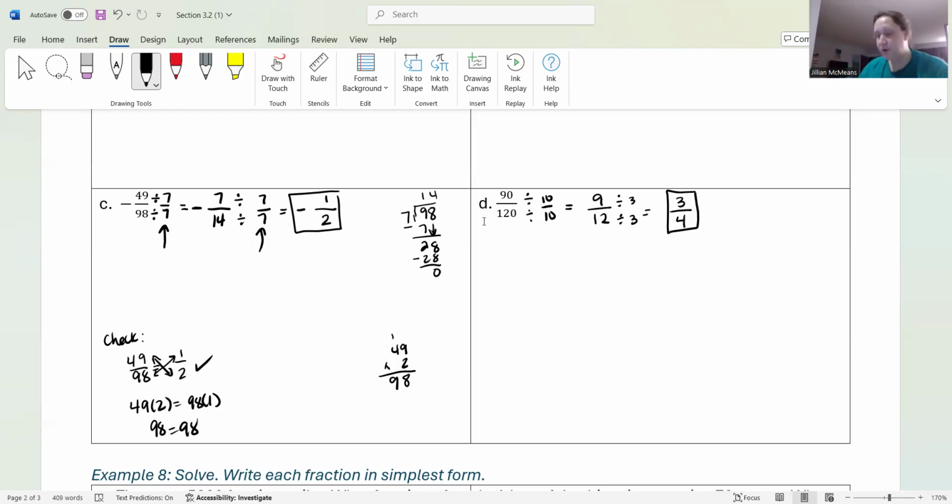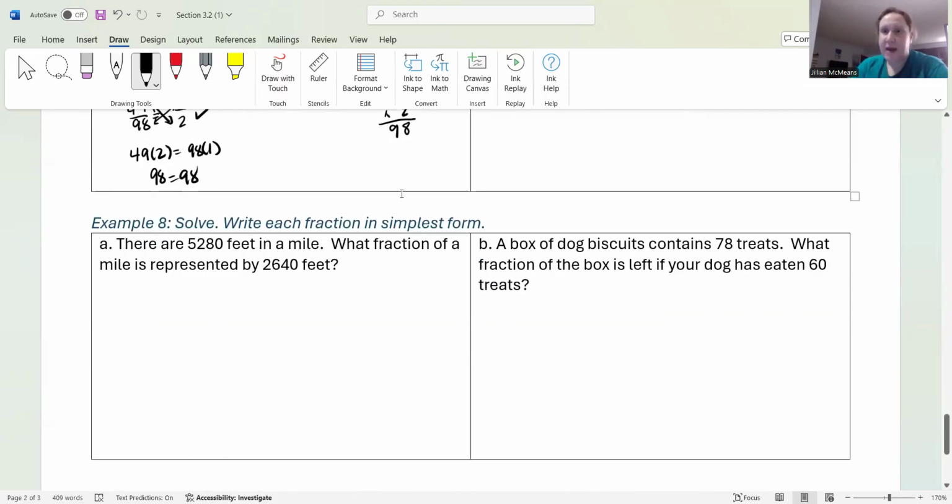Okay, 2 more really quick examples. So we've got just kind of some application problems, just some little word problems here. So the directions say solve, write each fraction in simplest form. So for part A, it says there are 5,280 feet in a mile. What fraction of a mile is represented by 2,640 feet? So the fraction we want to create, we know the denominator is going to be the number of feet in a full mile. We then want to take that portion of a mile, the 2,640, that's going to become the numerator.